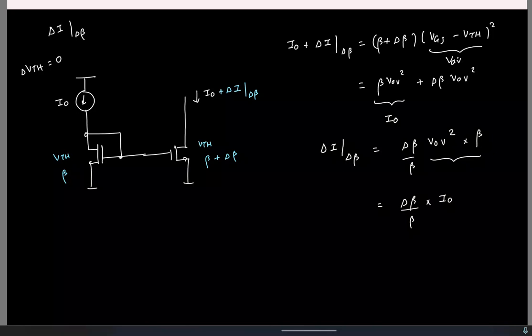Okay. So this is the change in the current you will have if there is any variation in beta. Change in the beta. Okay. So one easy way to model it is as follows. You can assume that both the transistors have the same beta.